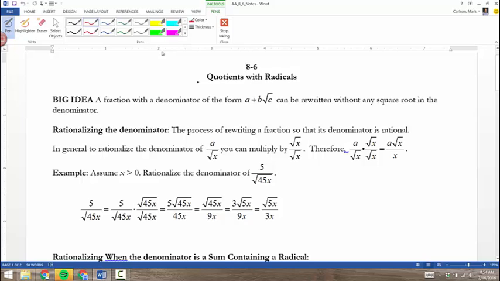Alright, this is the notes for section 8.6, quotients with radicals. What we want to do here in section 8.6 is continue what we've been doing with simplifying radicals, but now we're going to look at it using division, this whole idea of quotients. From a big idea standpoint, a fraction with a denominator of the form a plus b times the square root of c can be rewritten without any square roots in the denominator. So we're going to use some of those similar ideas that we did when we were simplifying imaginary numbers and complex numbers as we rationalize denominators here involving radicals.